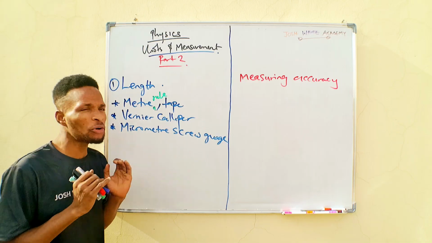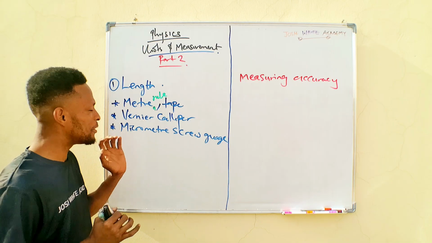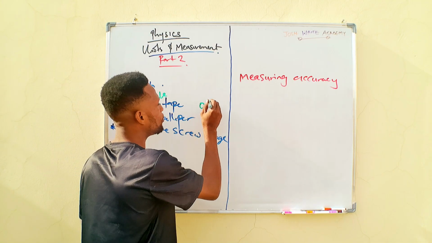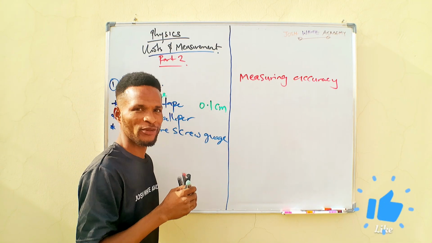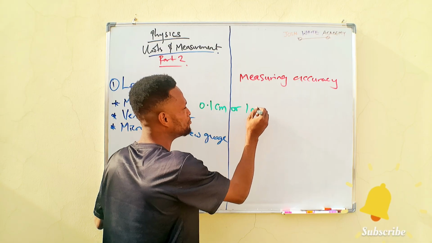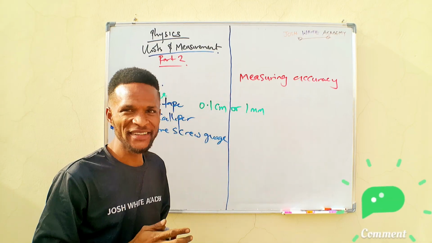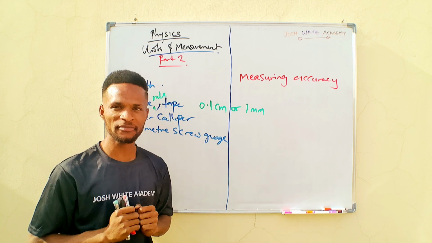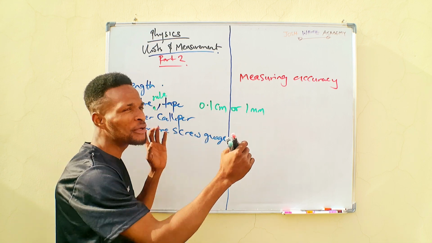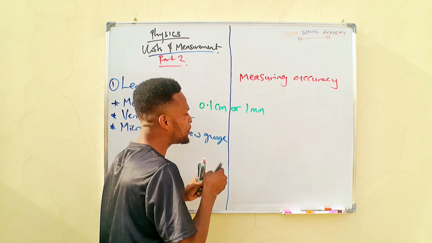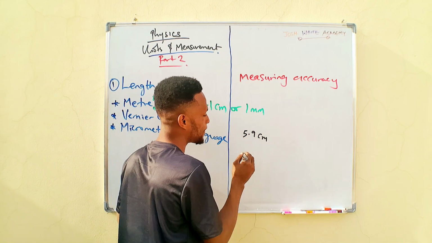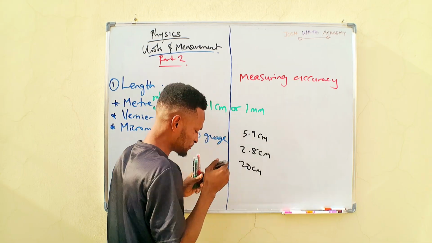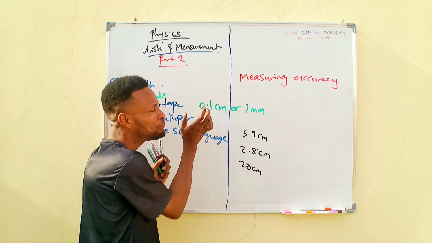Now, secondly, the measuring accuracy of a meter rule. A meter rule can measure up to 0.1 centimeter or 1 millimeter. This is the measuring or reading accuracy of a meter rule. If you bring out your meter rule, you will notice that it's possible for you to measure, let's say, 5.9 centimeter, 2.8 centimeter, or 20 centimeter. You can be able to measure up to this measuring accuracy.